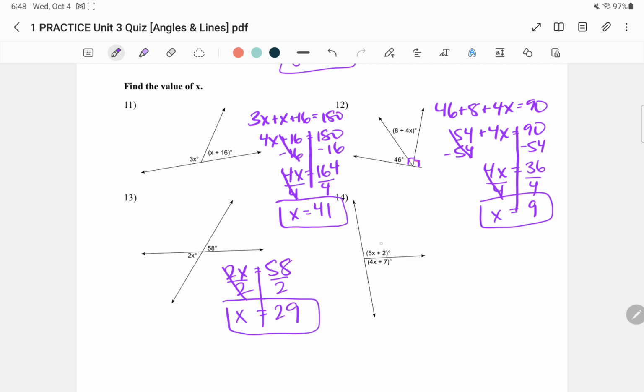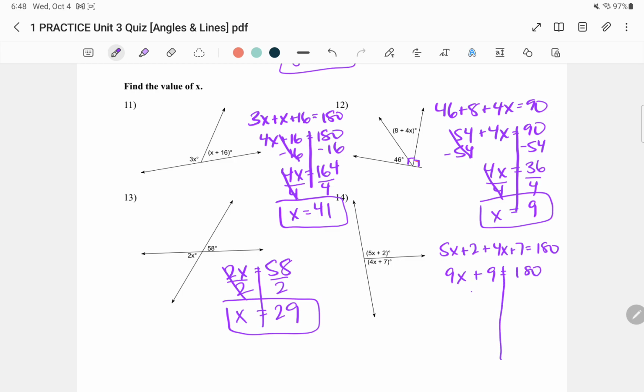And then our last one is a linear pair, so that adds to 180. So we have 5x plus 2 plus 4x plus 7 is equal to 180. When we combine like terms, 5x and 4x is 9x, 2 and 7 is 9.